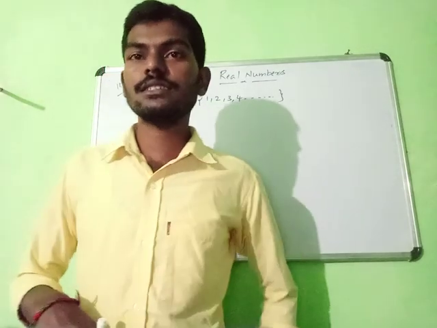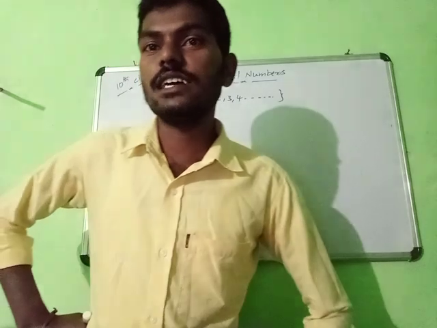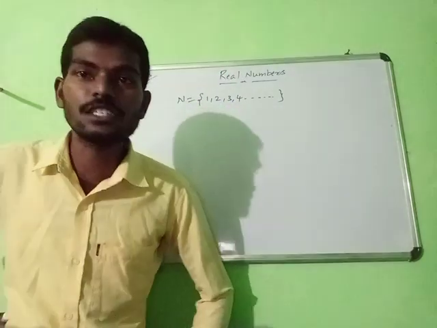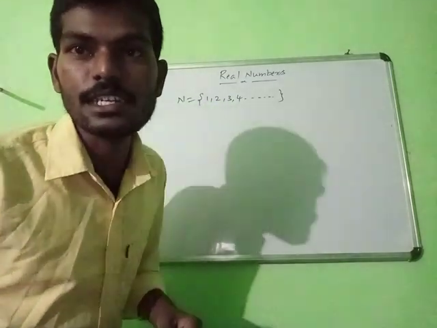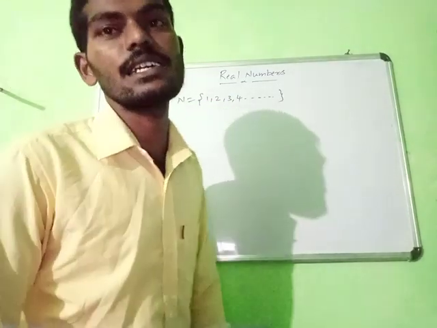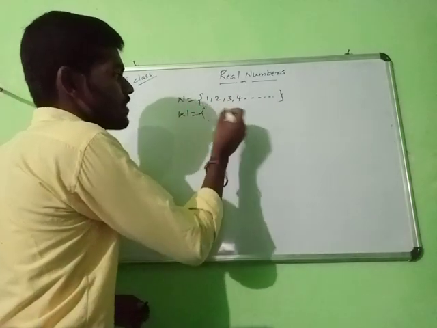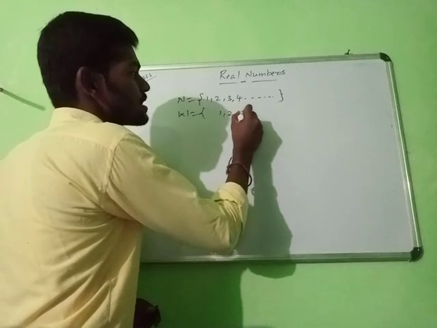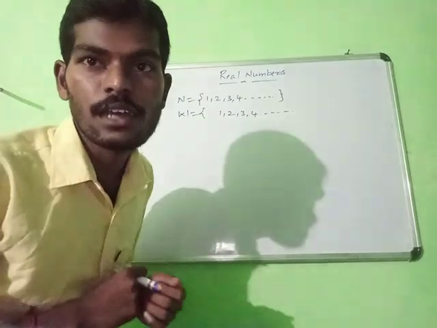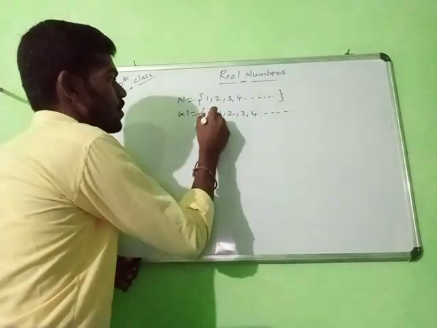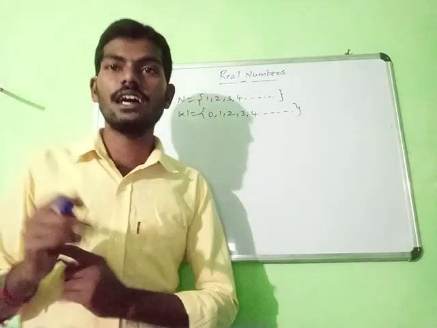Then, what are whole numbers? The set of natural numbers along with 0 is called whole numbers. It is denoted by the letter capital W. W is equal to the set of natural numbers 1, 2, 3, 4 etc. along with 0, so 0, 1, 2, 3, 4, and so on.